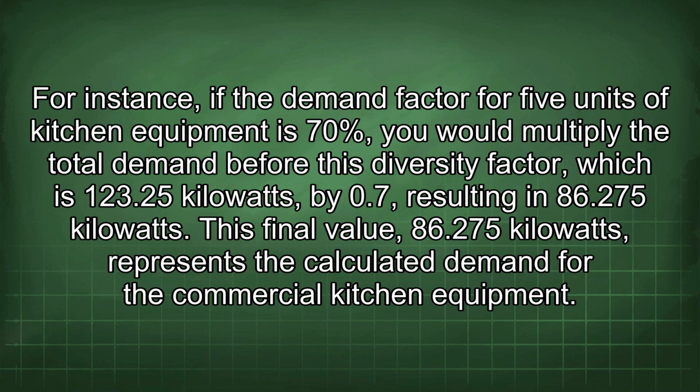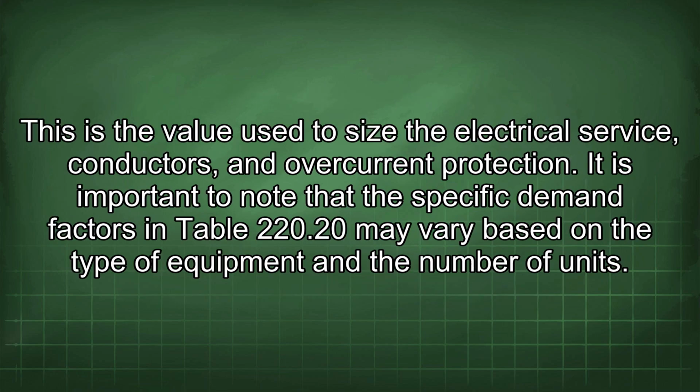This final value, 86.275 kilowatts, represents the calculated demand for the commercial kitchen equipment. This is the value used to size the electrical service, conductors, and overcurrent protection. It is important to note that the specific demand factors in Table 220.20 may vary based on the type of equipment and the number of units.